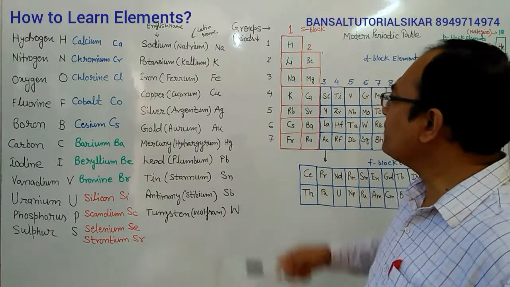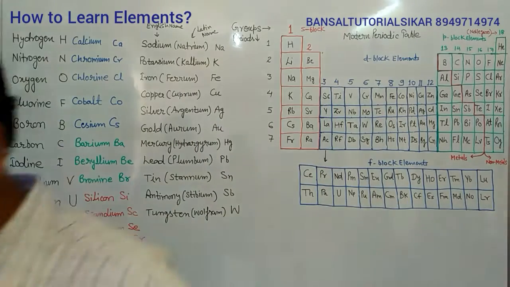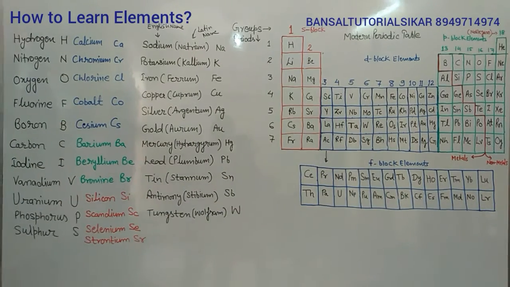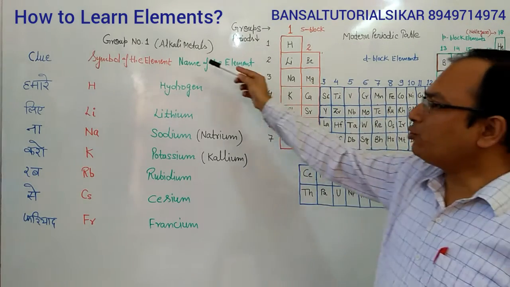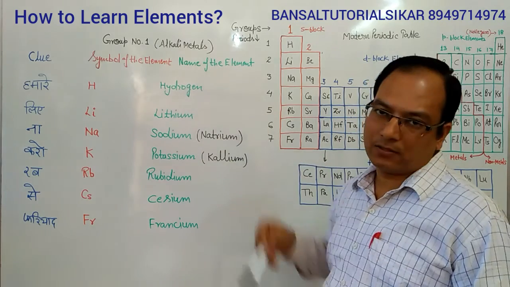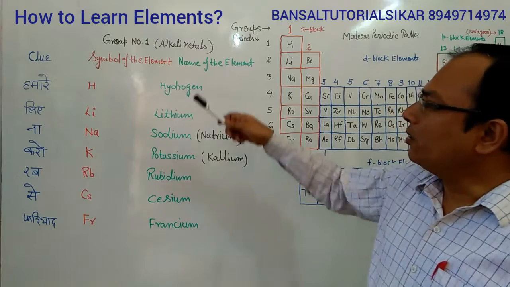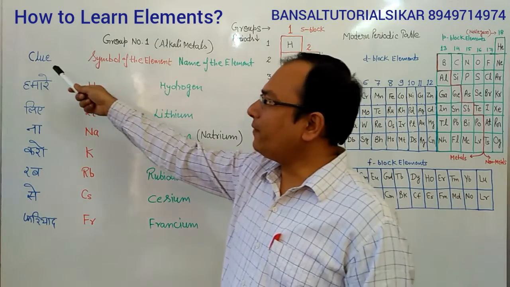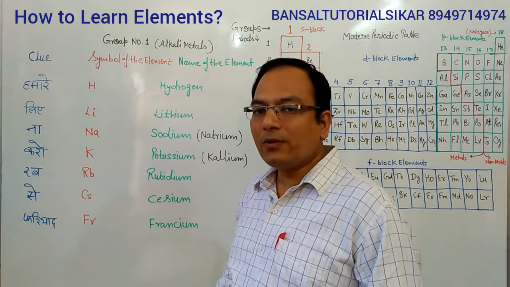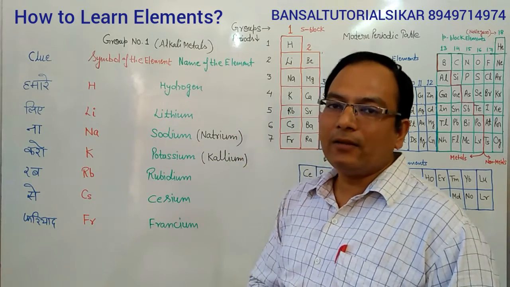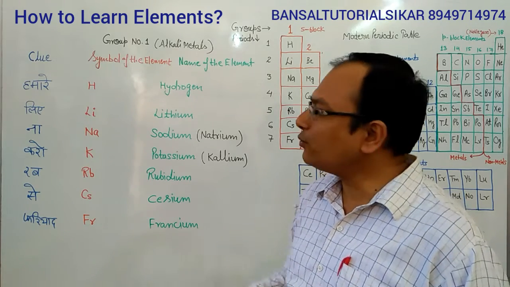So let's see group number 1. Students, this is group number 1. This group is also known as alkali metals. Why it is called alkali metal, we will discuss in chapter number 5. Students, to learn this group, we have some clues. These clues are some words. Each word will indicate the symbol of that element. So let us start to learn that.